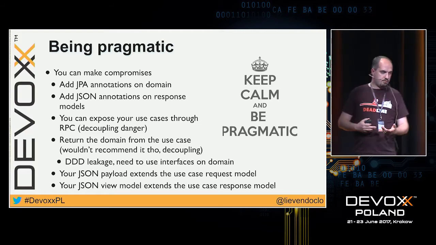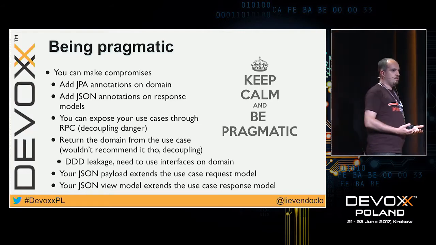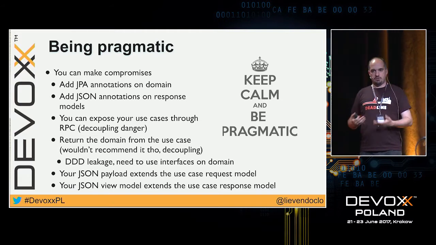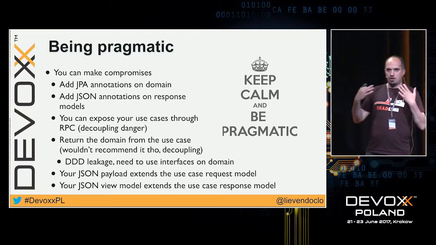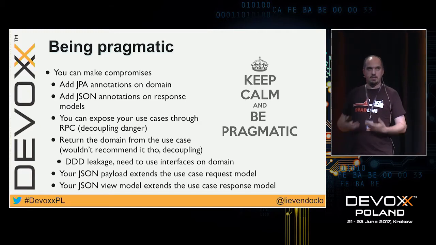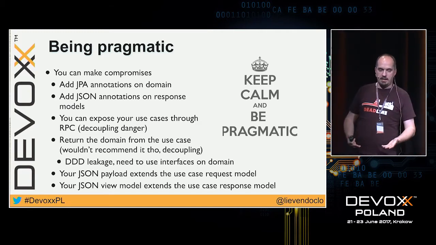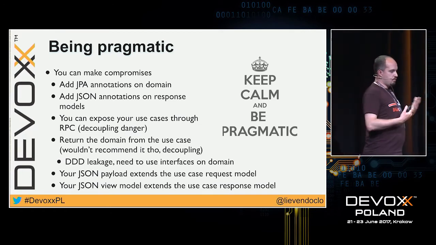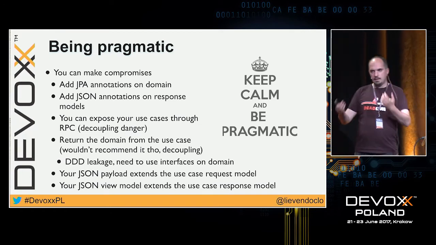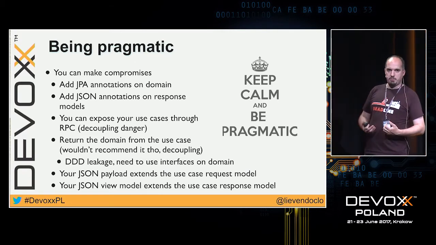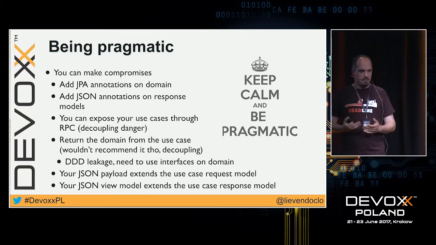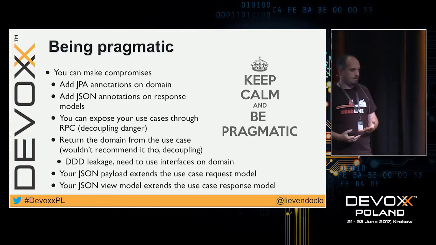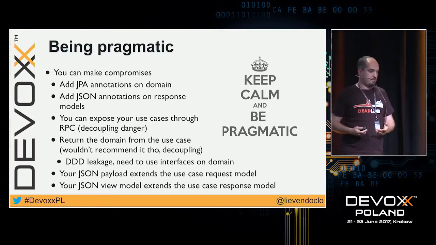Your JSON payload can extend your use case model. So in that case, you can just add certain annotations on certain fields, but you don't have to copy the entire data structure. It just is being used by the extension mechanism. Same thing with the view model. You use the response model, and then it just gets all the fields from the response model, and you can add a certain amount of annotations to make sure that you, for example, get some JSON formatting for dates.